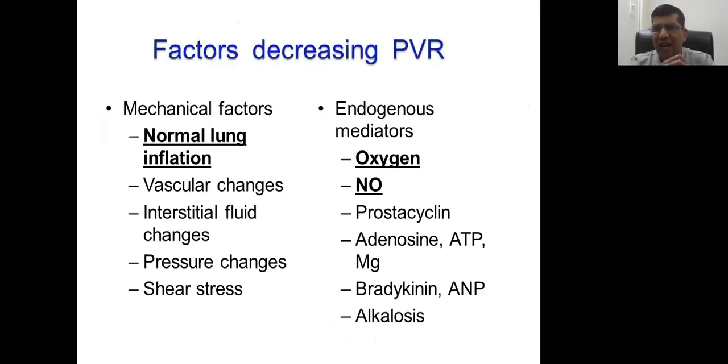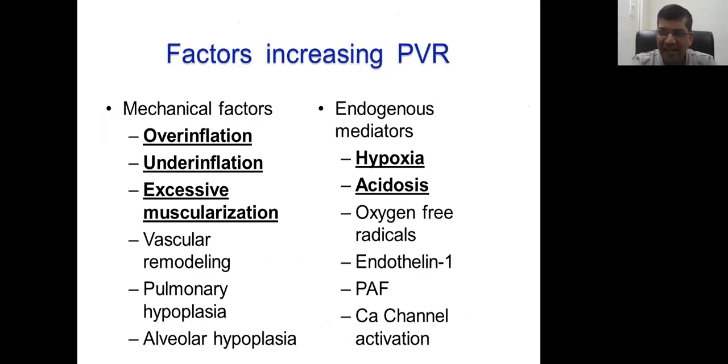These are the factors important for inflation of the lung, oxygenation, and nitric oxide, which are responsible for decreasing pulmonary vascular resistance. If there is a problem with inflation, meaning too much inflation or underinflation, or a problem with muscularization or compression, what we call maldevelopment, underdevelopment, or maladaptation, along with severe hypoxia and acidosis, these are detrimental factors that increase pulmonary vascular resistance.